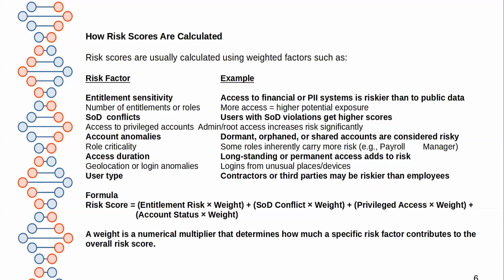How many SOD conflicts you are already part of. If you are giving a new permission to a user who already has so many SOD conflicts, then you should stop it, or you should look into it. Users with SOD violations get higher scores. Users are already part of an SOD violation and you are still assigning more permissions to that particular user. Isn't it alerting or alarming to you?